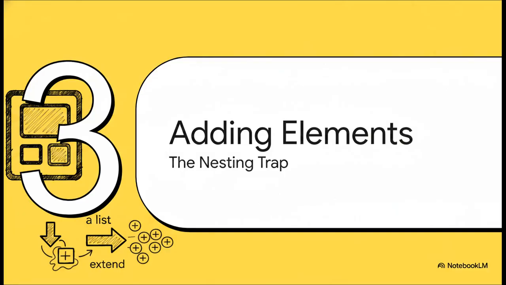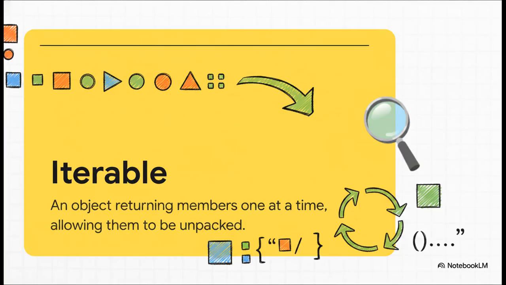All right, Section 3. Adding elements, and specifically, the nesting trap. This brings us to the append versus extend dilemma. To avoid building a weird list inside of a list, understanding what an iterable is becomes your master key. Really simply, an iterable is just anything in Python that you can loop over. Think lists, strings, or tuples.